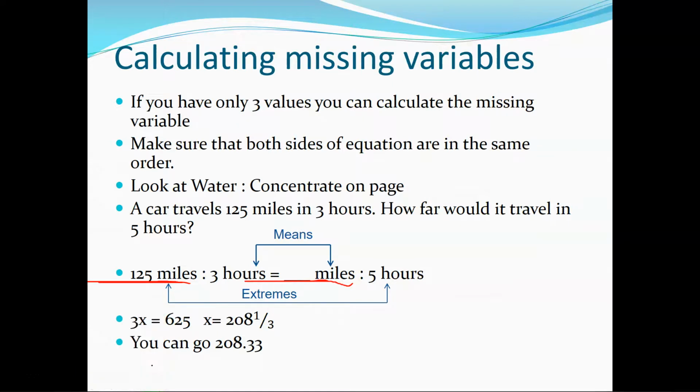Change something real quick. This is hours, this is hours. You don't sit there and say, well, this is miles, and this is hours, and that's going to equal hours and miles. No. What you want to do instead is miles to miles, hours to hours. Same format every time. Does that make sense to everybody? Because this is the part where most people have issues with proportions.